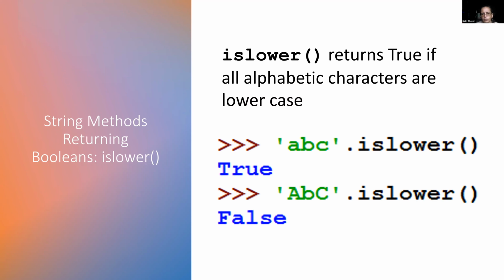We can also ask the question, are all of these in lowercase? So we'll do abc dot islower, and that returns true. And now we're going to do it with a string that has an uppercase letter in there. So there is an uppercase one in there. What's Python going to do? It tells us false because they're not all lowercase.